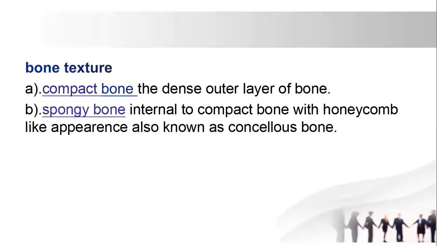Right away, we'll check on the bone texture. The first one is compact bone. Compact bone is the dense outer layer of bone, while spongy bone is the internal bone with a honeycomb-like appearance, also known as cancellous bone. So cancellous bone is the same as spongy bone. They are compact on the outer surface, but on the inside they look just like honeycomb.